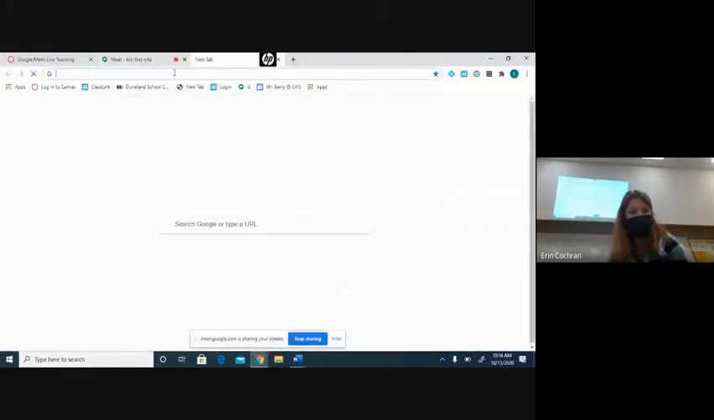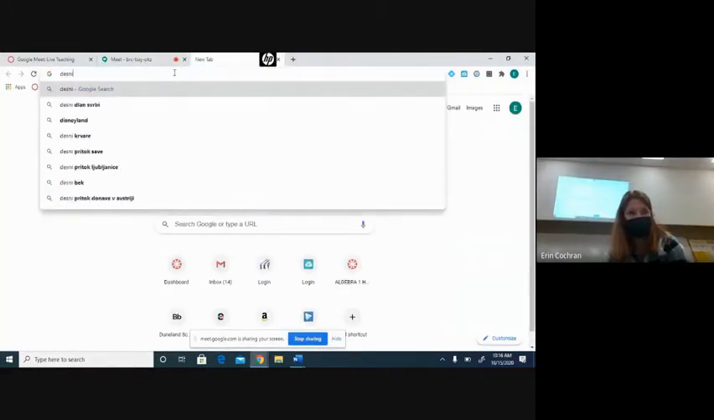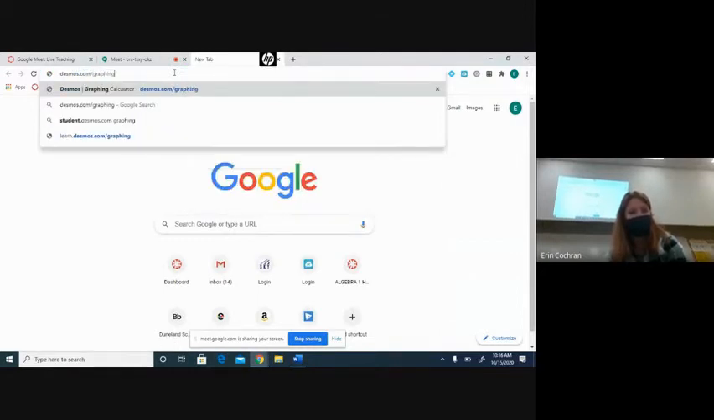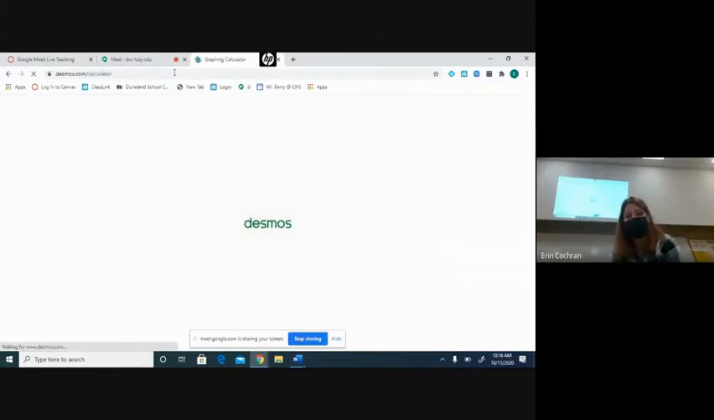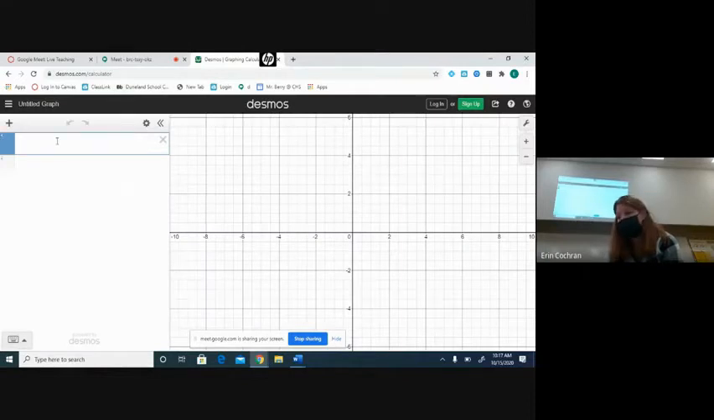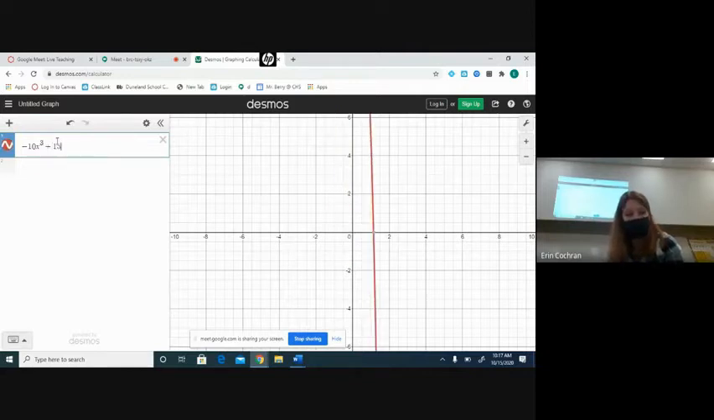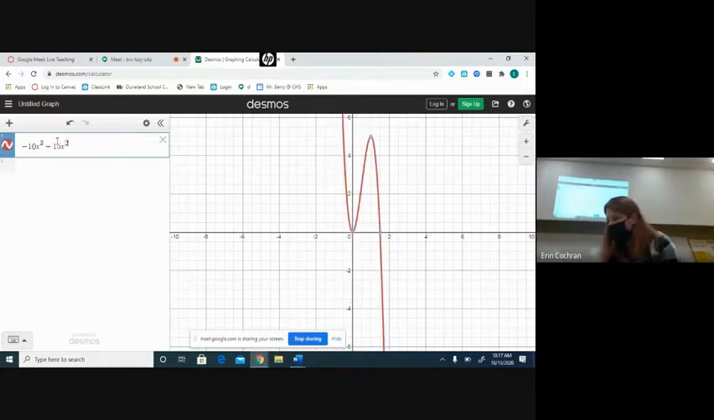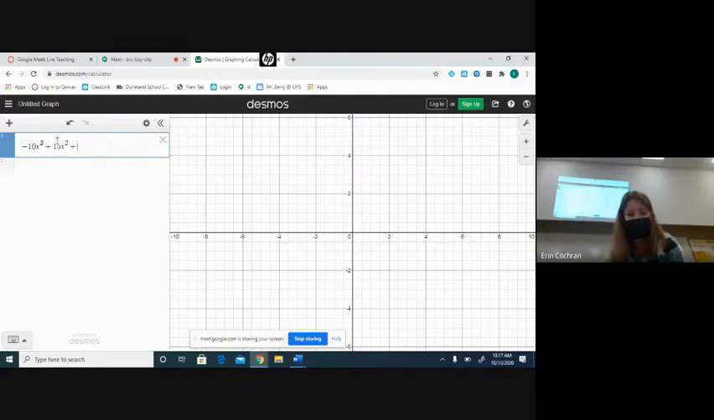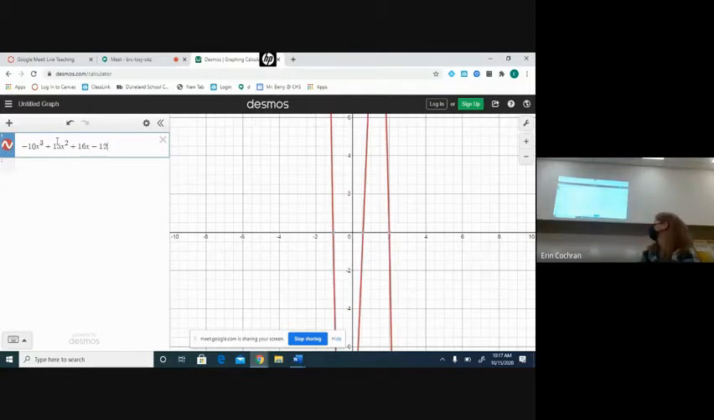So Desmos.com, and I'm going to put /calculator. And then I'm going to type in that function, which was negative 10x cubed plus 15x squared plus 16x minus 12. All right, you guys see that?